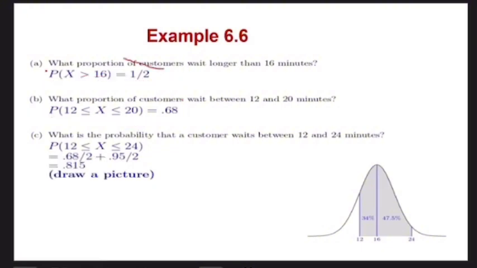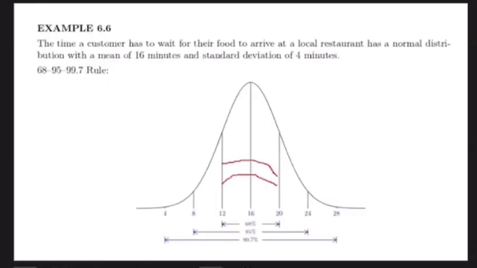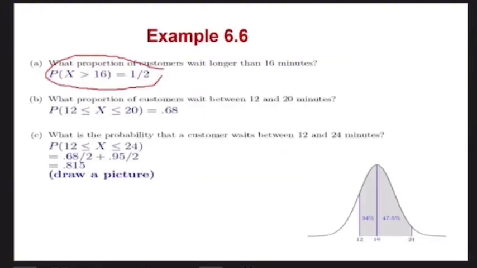Okay, now, if I want to know the proportion of customers that will wait longer than 16 minutes. Longer than 16 minutes. And don't forget, 16 minutes is the center. And don't forget, the total area under the curve is one. When you divide the center one into two, what do you have? That would be one out of two. And that was why you got 1/2. The probability of S greater than 16 is 1/2. Then the probability of S less than or equal to 16 is also going to be 1/2. Does that make sense?